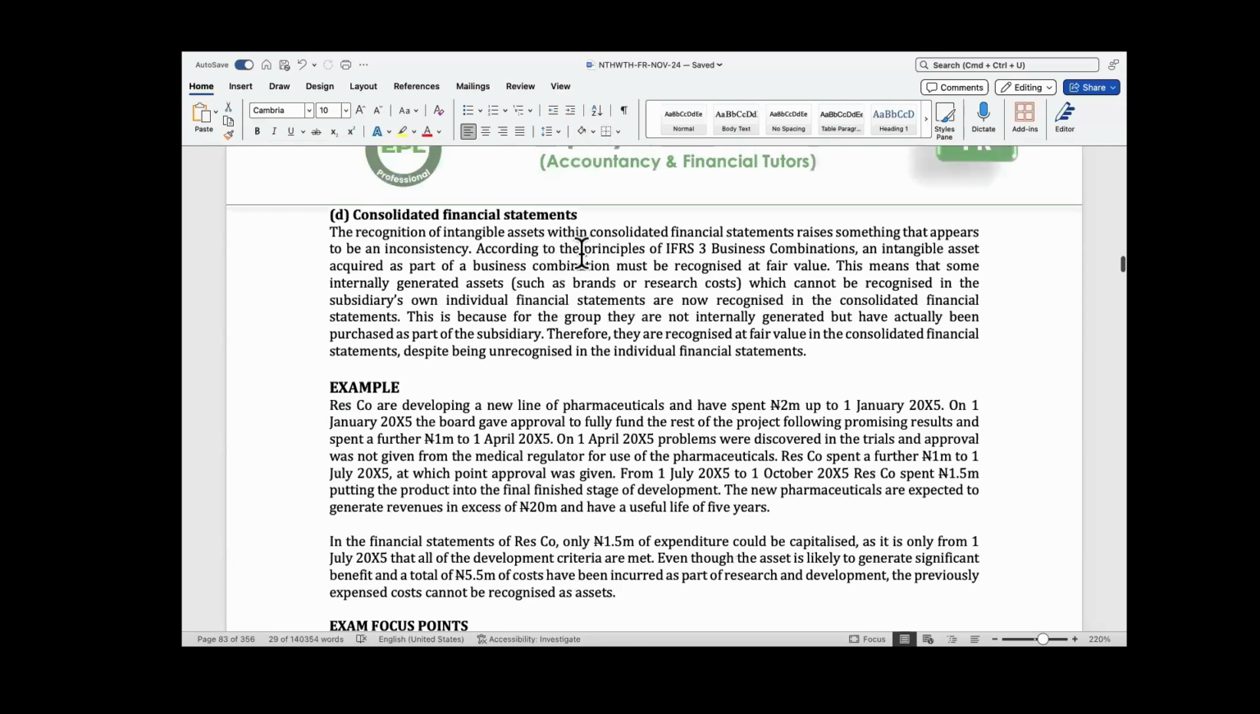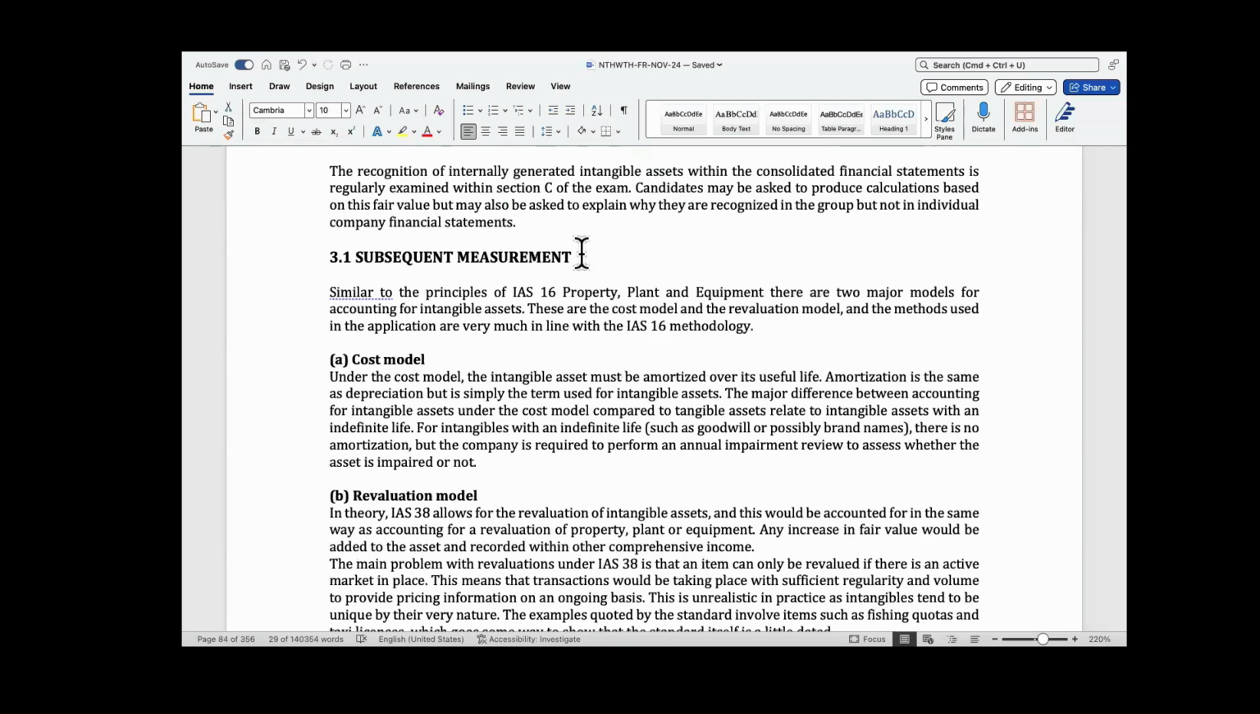We have already mentioned this in IAS 16, and it's the same thing here. We have the cost model and the revaluation model. For the cost model, the only thing that is changing is that depreciation is now replaced with amortization. That's the only thing that has changed. The cost model is cost minus accumulated amortization minus accumulated impairment losses.